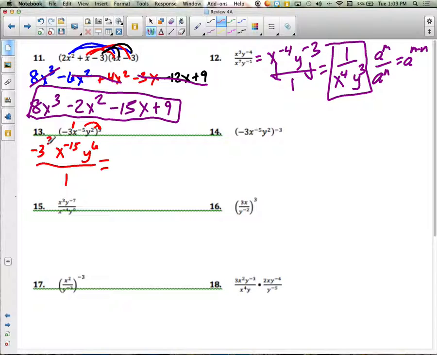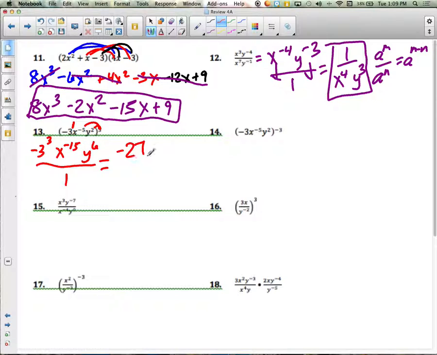So I am going to figure out what is negative 3 to the third power. So negative 3 times negative 3 is positive 9. Positive 9 times negative 3 is a negative 27. So that negative 3 to the third becomes negative 27. Again, we don't care about negative numbers. It's negative exponents that we have to take care of.